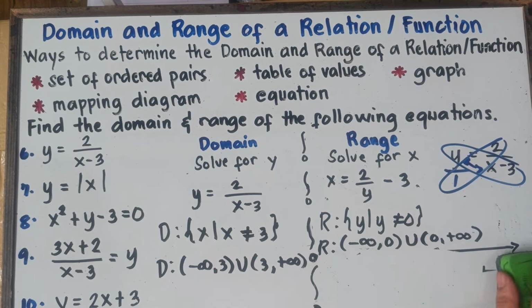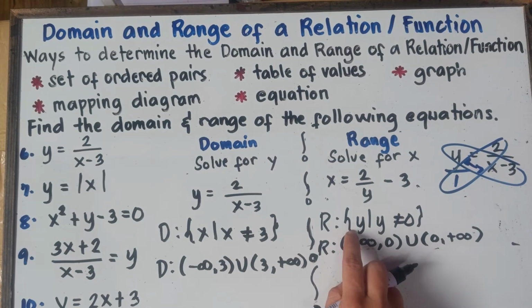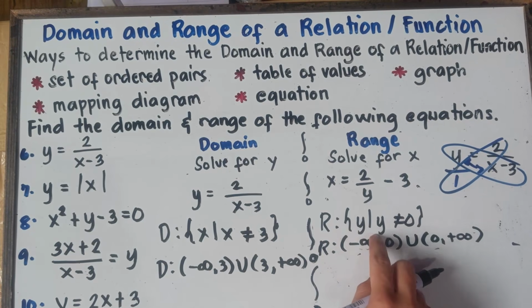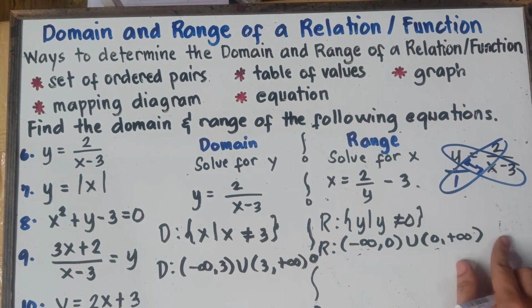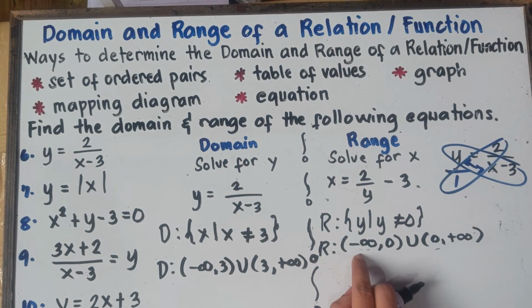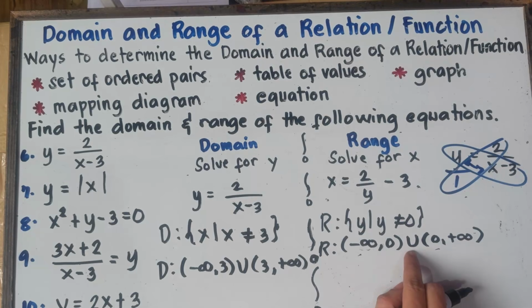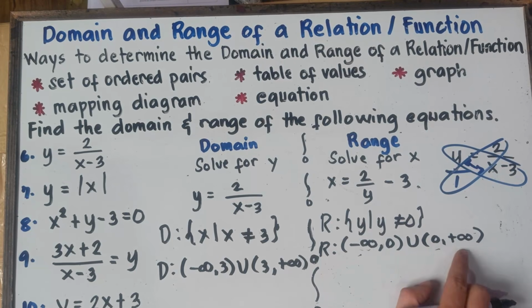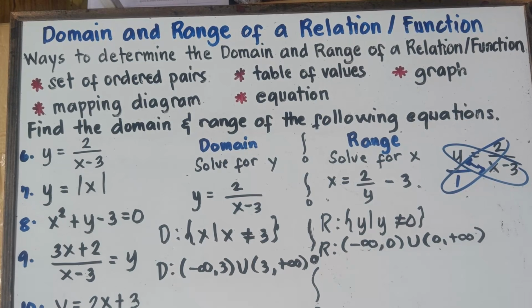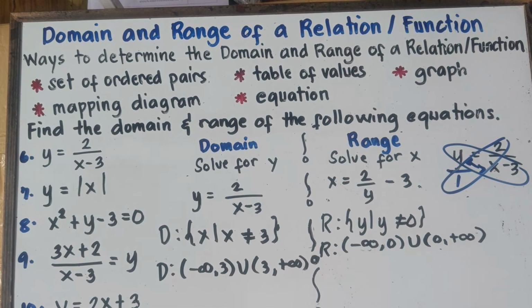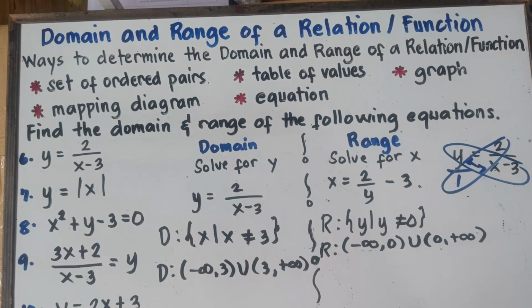Alright, so you can have this answer, class. Set builder notation: Y is the set of all y such that y should not be equal to 0. Or you can have this one: parentheses negative infinity, comma 0, union, parentheses 0, comma up to positive infinity. And then we're all set, class. All set with regards to example number 6.